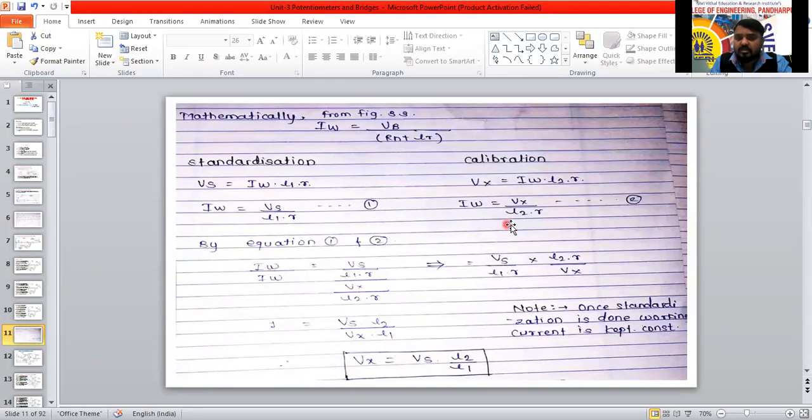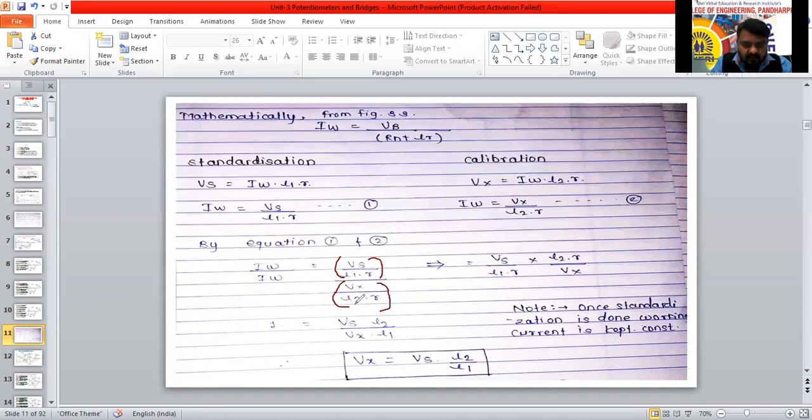I divide equation 1 by equation 2. Equation 1 is Vs by L1R. Equation 2 is Vx by L2R, so 1 by 2 will become L2R divided by Vx. Same thing I will write as it is here. Vs by L1R divided by this complete term, I will divide here.